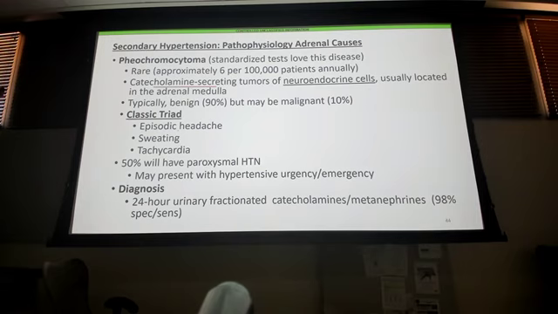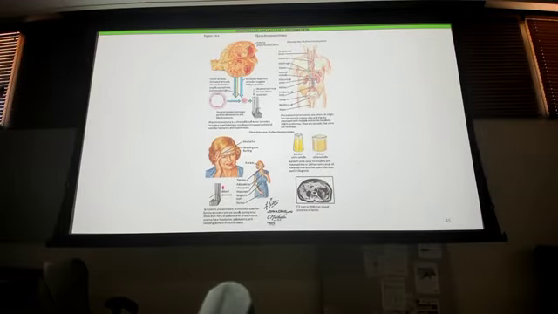So typically, these folks are going to have this episodic headache, sweating, and tachycardia because you're having all those catecholamines surging. And these patients may present with hypertensive crisis level blood pressure elevations, okay? And the way that we diagnose this condition is by doing a 24-hour urine catecholamine metanephrines test, which is highly sensitive and highly specific for this condition.